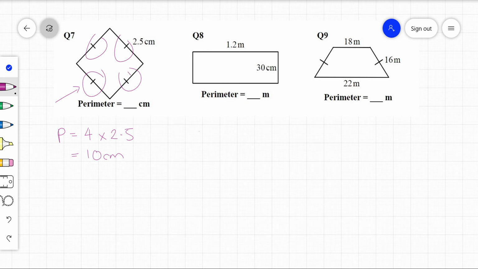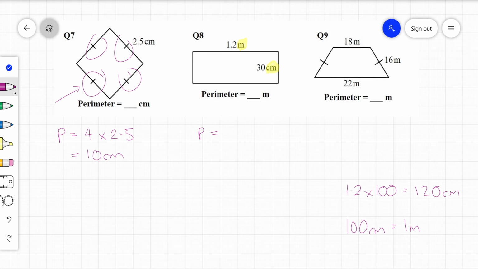Again, we're finding perimeter, so I'm going to write P equals. Now, something to look out for is to check the units. This length is in meters, but this one's in centimeters. Hopefully we remember that 100 centimeters is equal to 1 meter. So whenever I'm in meters and I want to go to centimeters, I multiply by 100. So if I multiply by 100, I get 120 centimeters.